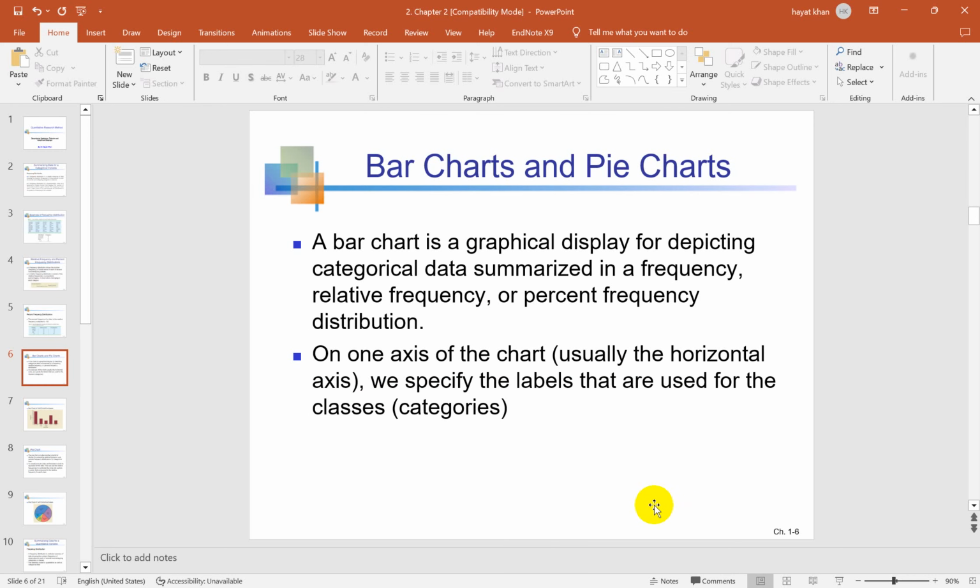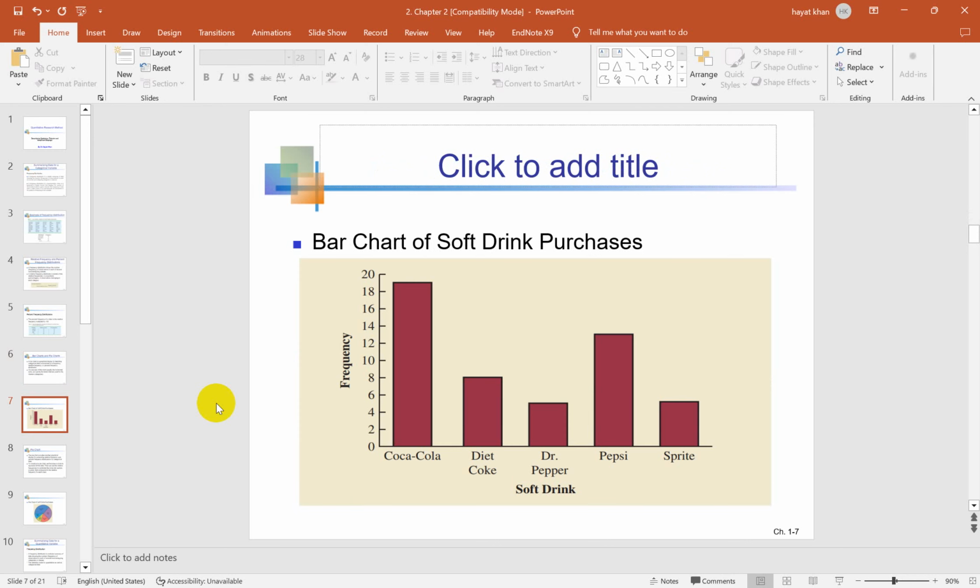Bar charts and pie charts. A bar chart is a graphical display for depicting categorical data summarized in a frequency, relative frequency, or percent frequency distribution. On one axis of the chart, usually the horizontal axis, we specify the labels that are used for the classes or categories. This is the bar chart of the soft drink purchases. We just saw the data in the previous slides in the table.